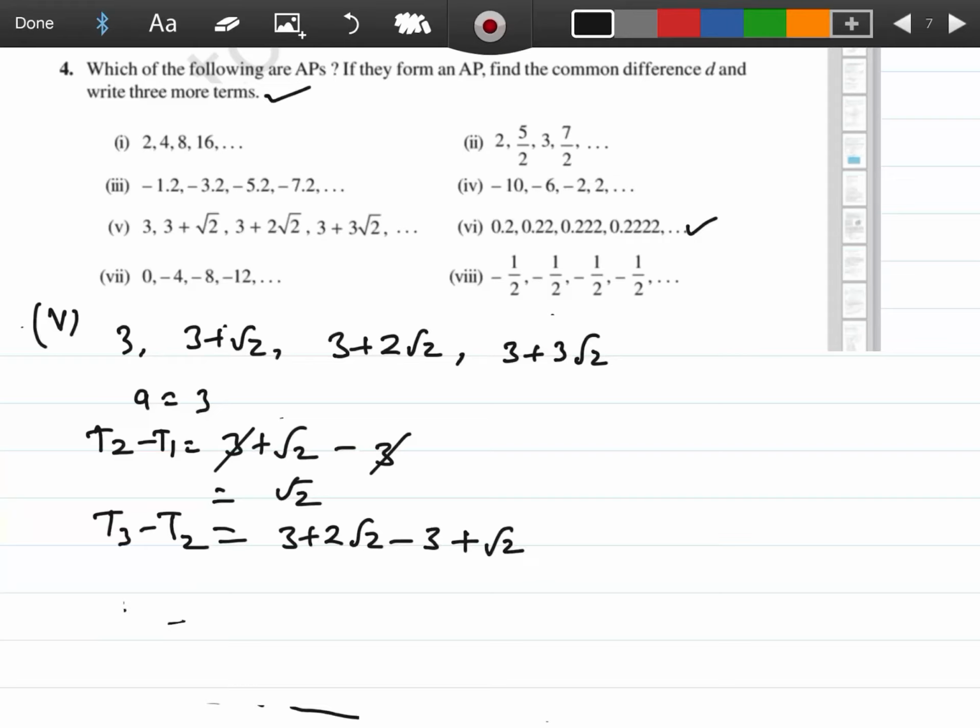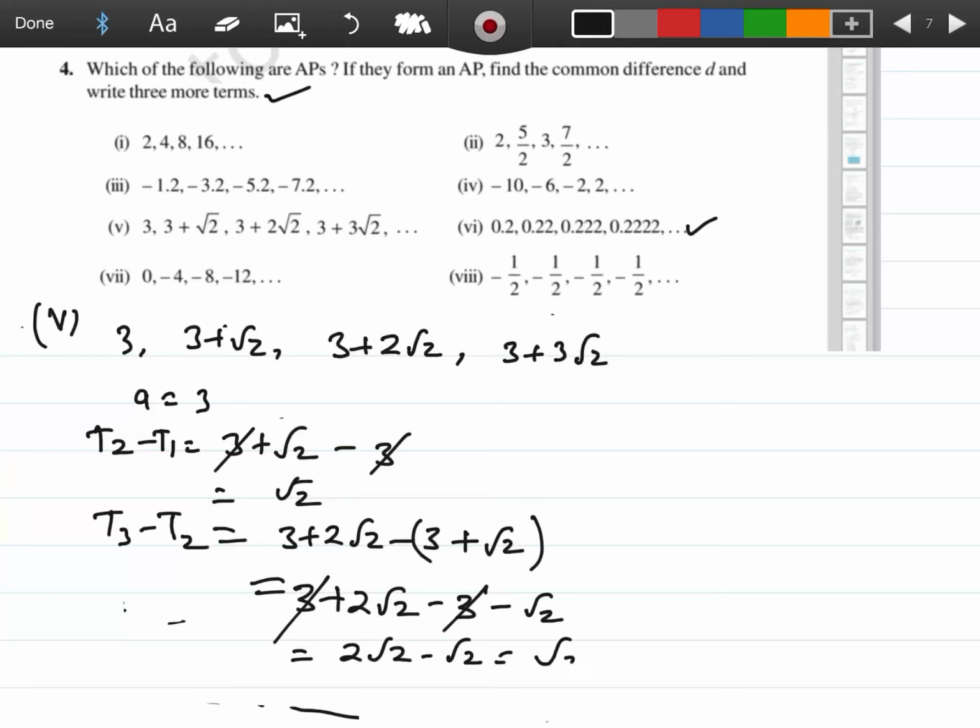Now T3 - T2, आपको क्या मिल जाएगा, 3 + 2√2 - (3 + √2). देखिए आप ब्रैकेट ओपन करेंगे, 3 + 2√2 - 3 - √2. आप जब इसमें से कैंसिल करेंगे, 3 में से 3, 2√2 - √2, दैट इज √2. सो आप देख सकते हैं कि कॉमन डिफरेंस हर बार क्या मिल रहा है आपको. नाउ अब आप इसको चेक कर लीजिए, T4 - T3 करके देखिएगा.